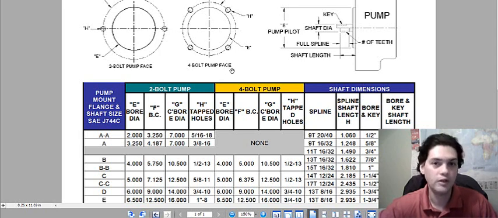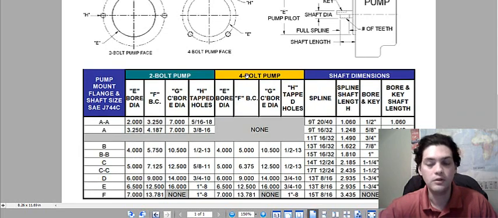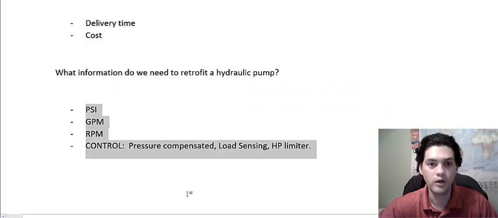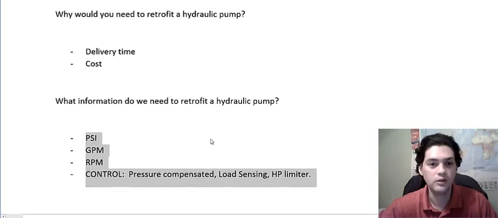Those components usually have a pretty quick delivery time, and pricing is not so much for a coupler, and you can go ahead and run the pump. So those types of components are also pretty easy to find. And with that, that's pretty much all the information that you need to retrofit a hydraulic pump. You need pressure, flow, RPM, and type of control. Then just check out your hosing, check out the mounting of the pump, and that's pretty much it.